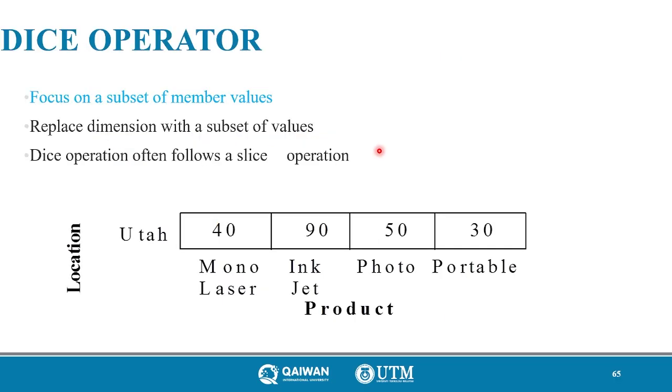Now we have a dice operator: focus on a subset of a member value, replace dimension with the subset of a value. Dice operation often follows the slice operation. So after the slice operation, we would have a dice operation. Now we have Utah, which is the location. We have monolaser 90 units being sold, inkjet 90 units, 40 units and 90 units, and from the photo 50 units, and the portable it would be 30 units being sold from these products.